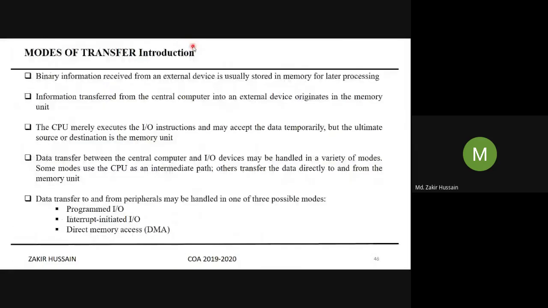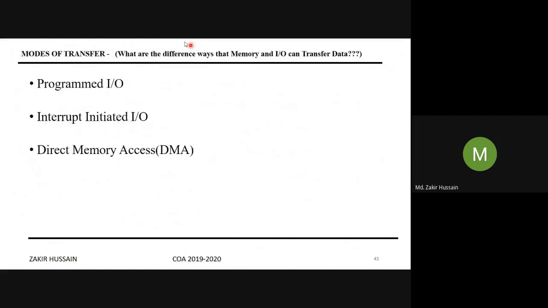Coming to modes of transfer, this is about the different ways that memory and I/O can transfer data. What are the various ways? That is what modes of transfer means here. Memory means our internal computer memory, that is RAM or ROM, the semiconductor memory, and I/O.